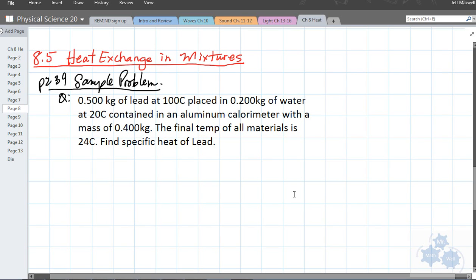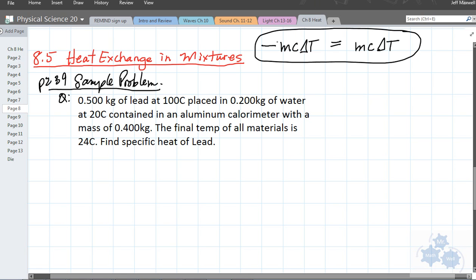All right, so the lesson today is on calculations of heat exchange in mixtures, 8.5 in your physics text. It's for Physical Science 20. So what I'm talking about is if we have a certain amount of energy represented by mc delta T, and it's lost by one material, then that same amount of energy is going to be gained by another material. If something loses energy, that energy has to go somewhere. This is the algebraic expression, and this is the explanation. Whatever energy is lost by something has to be picked up by something else.